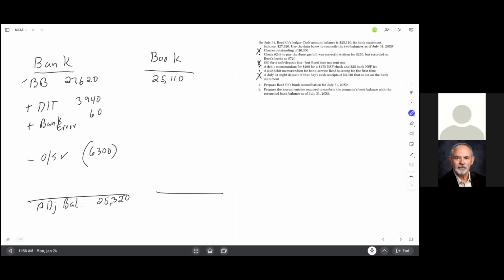Now we're going to add some things in. Let's see what that's going to be. So we looked at this error. Everything else is going to be a book adjustment. So check number 244 to pay the June gas bill was correctly written for 270, but we recorded it in the books for 720. So what does that do? We take a look at that. We're going to take the 720 and subtract out the 270, and we're going to get a $450 difference.